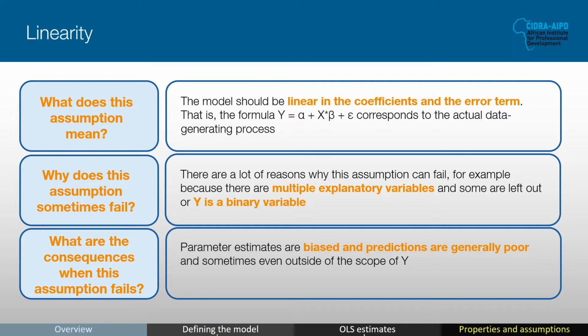This is also some of the consequences when this assumption fails. When the range of y is limited and we estimate the regression model, it will sometimes give you predictions that are outside the scope of y. Moreover, parameter estimates are biased and predictions are generally poor, even when the scope of y is not limited.